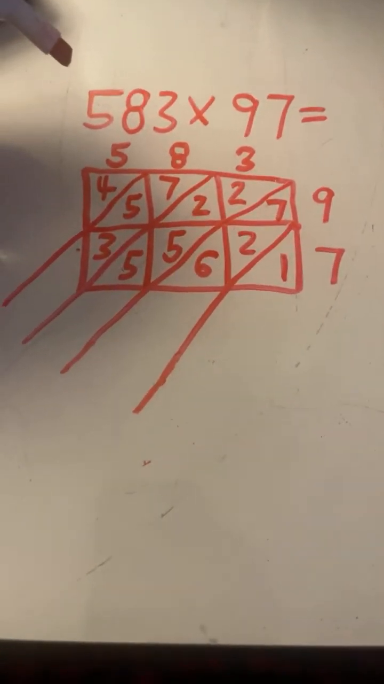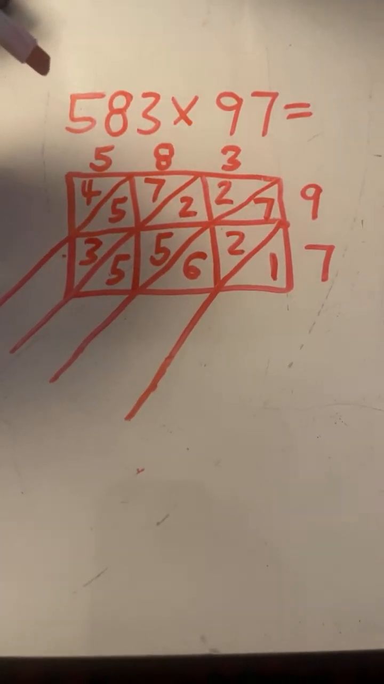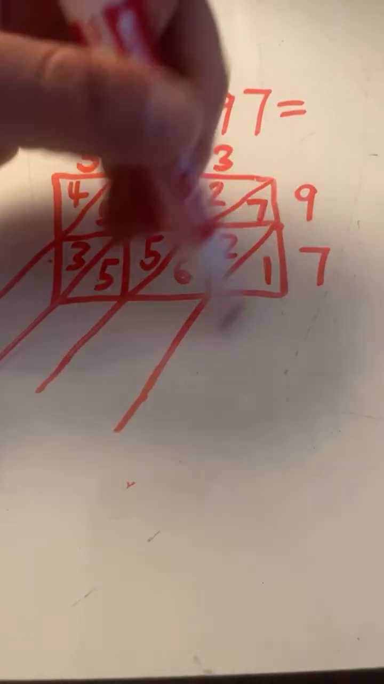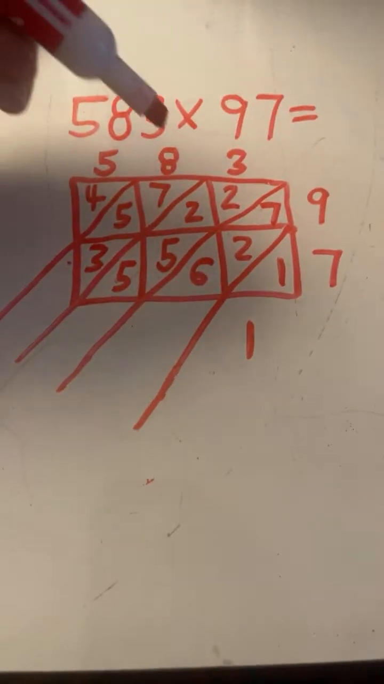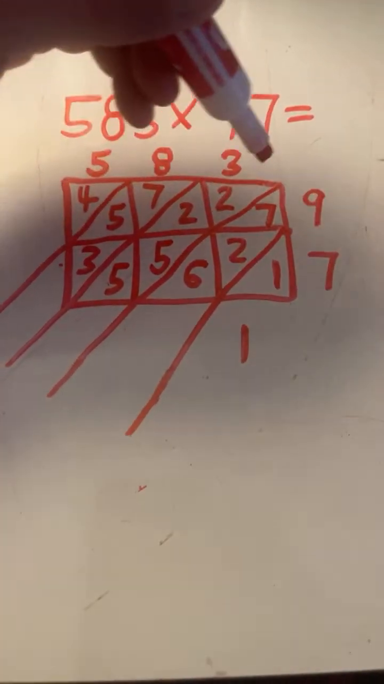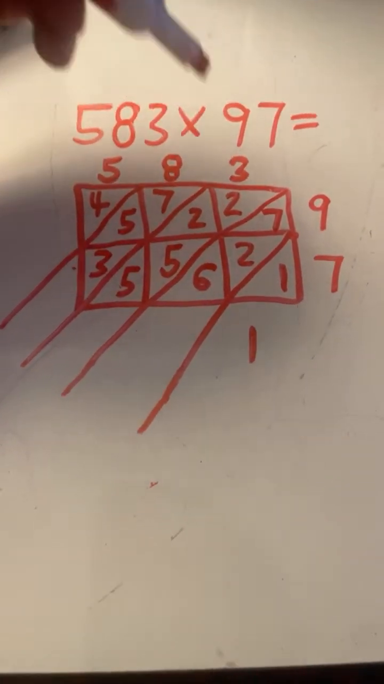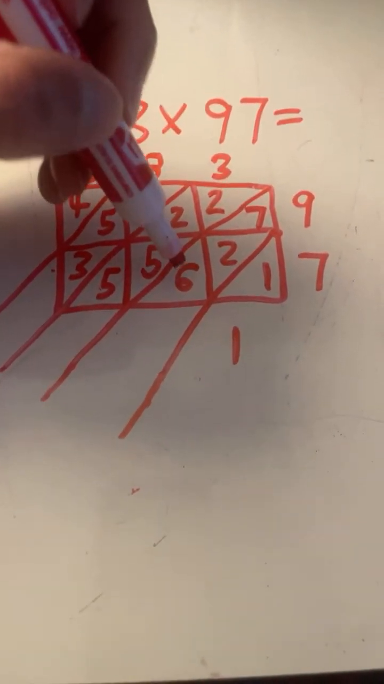Next step, we're going to add all of the numbers together in between each of the different diagonal lines. So looking at all the numbers within the square for this diagonal line, all we have is a 1. So we're going to put a 1 here. Now in between these 2 diagonal lines, we have a 7, a 2, and a 6. So we're going to add 7 plus 2 plus 6. 7 plus 2 equals 9, plus 6 equals 15.